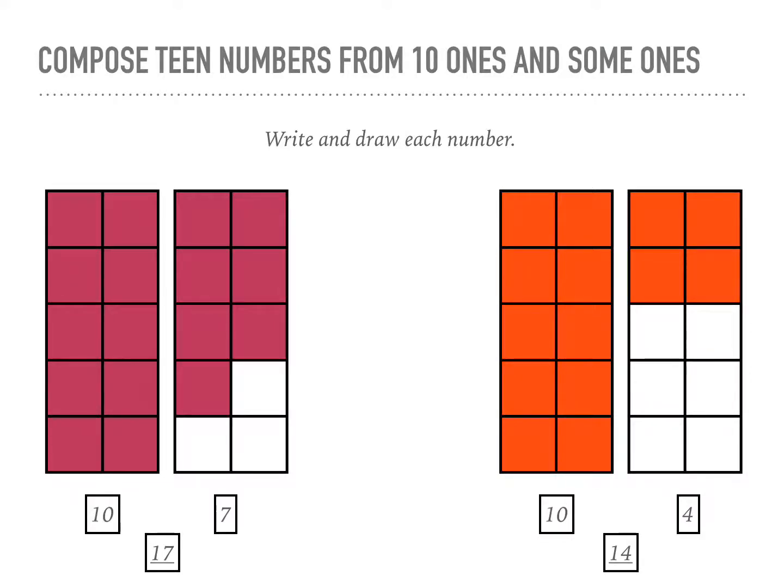In the grids on the left, there are 10 and 7. What does that add up to be? That adds up to be 17. Now in the grids on the right, there are 10 and 4. What does that add up to be? That adds up to be 14.